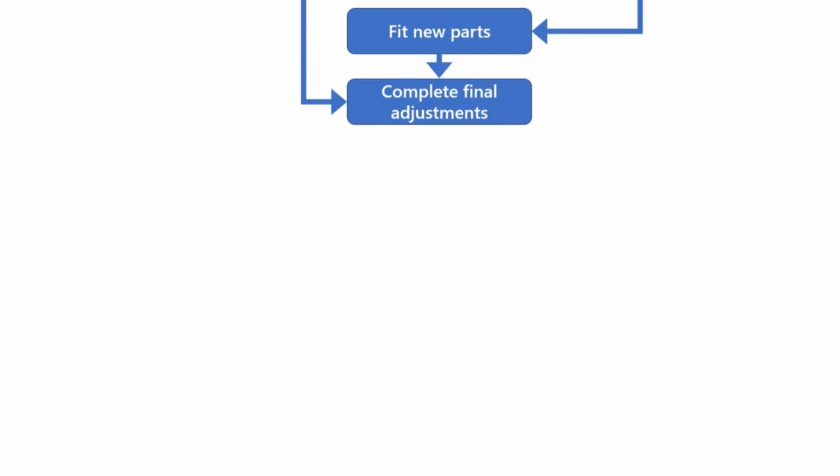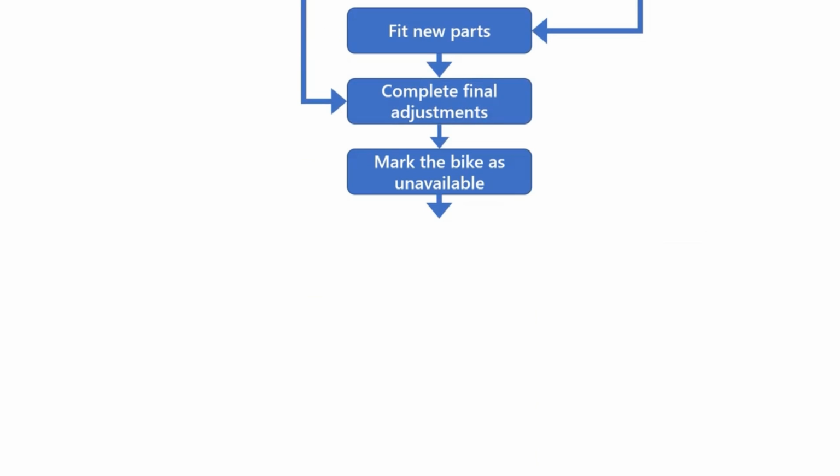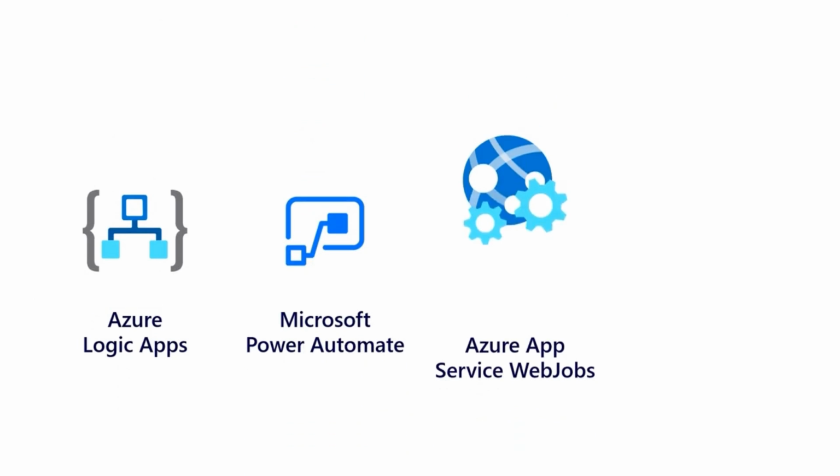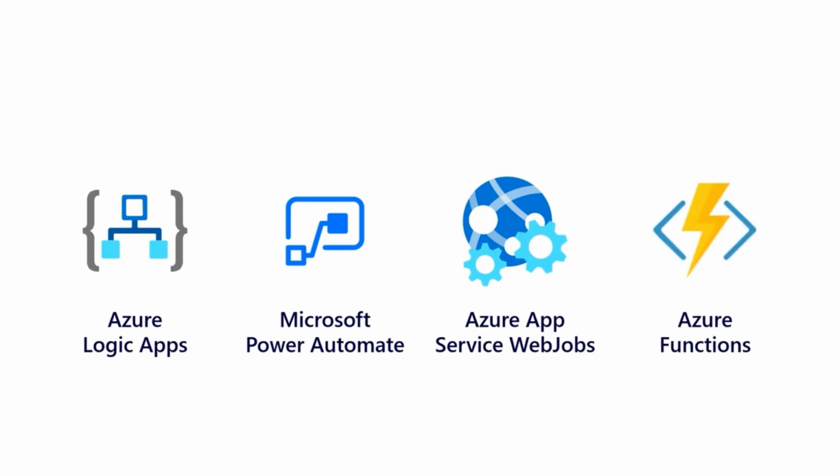And if new parts aren't needed, then the technician marks the bike as available for rent. To implement the business process and integrate with the bike location database, let's consider the following set of technologies: Azure Logic Apps, Microsoft Power Automate, Azure App Service Web Jobs, Azure Functions.